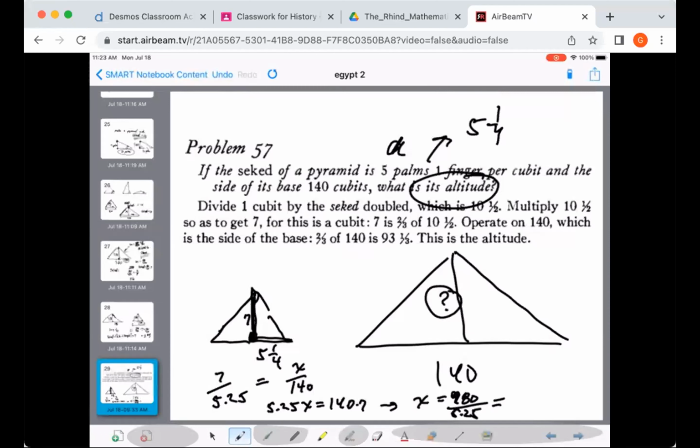I have a question. Why are we dividing it over 140? Should it not be half of it, 70? Oh, I was going to ask the same thing. Thanks a lot. I was wondering why my calculation wasn't working out. 70. So that's 490 divided by 5.25. Thank you very much.